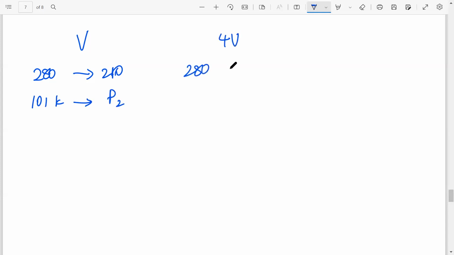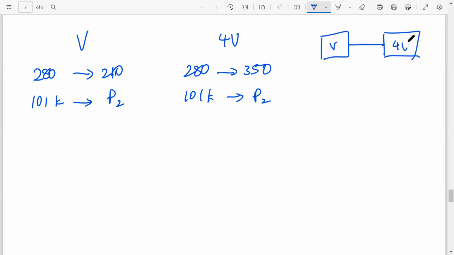Let me just rewrite everything here. So this is from 280 to 210, and this is from 101 kilopascals to P2. Whereas for the 4V, it's going to be 280 to 350 and 101 kilopascals to P2. Now they have the same pressure because they are connected by a capillary tube. So the pressure has to be the same. If not, air will move between them.